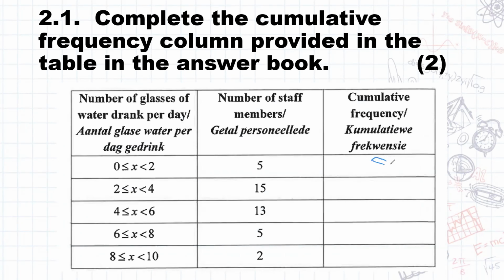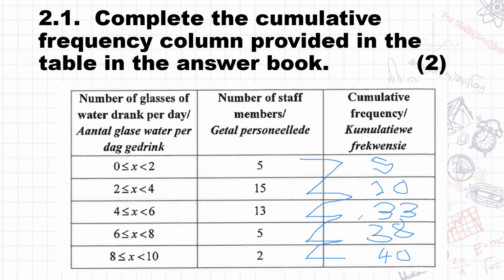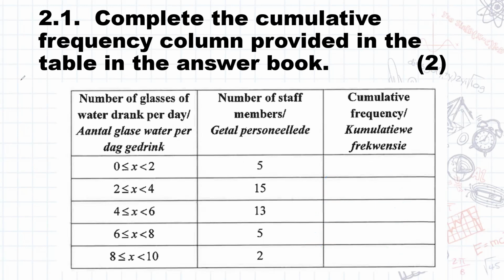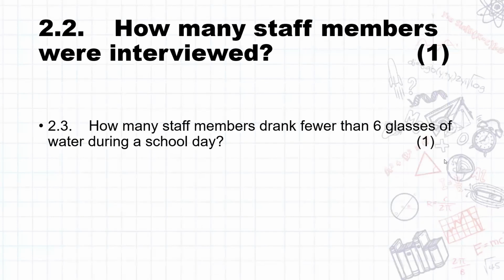So we're going to say 5, and 5 plus 15 is 20, and 20 plus 13 is 33, and 33 plus 5 is 38, and 38 plus 2 is 40. So can you see the pattern? It's just sort of zigzagging. If that helps you, I know some learners like patterns, and it helps them to remember how to do stuff. So when we zigzag, we create this cumulative frequency table. All right. The next question says, how many staff members were interviewed? And that's really easy. We can get that off the table, and that is 40 teachers were interviewed.